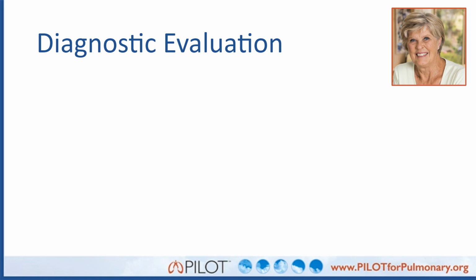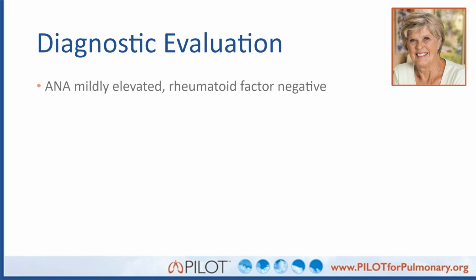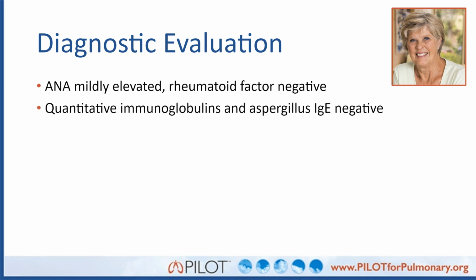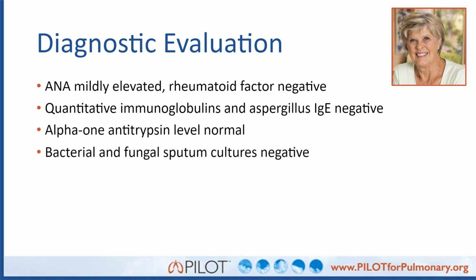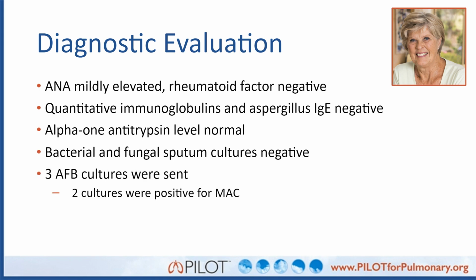She had some blood work that was sent to evaluate for etiologies of bronchiectasis. She had an autoimmune panel that was sent. Her ANA was mildly elevated. Her rheumatoid factor was negative. She had quantitative immunoglobulins that were sent to screen for immunodeficiencies, which were normal. She also had ABPA screening with an Aspergillus IgE and a total IgE level, which was negative. An alpha-1 antitrypsin level was normal, and she had sputum cultures sent. Her bacterial and fungal sputum cultures were negative, and she had 3 AFB sputum cultures sent, and 2 of the cultures resulted positive for MAC.